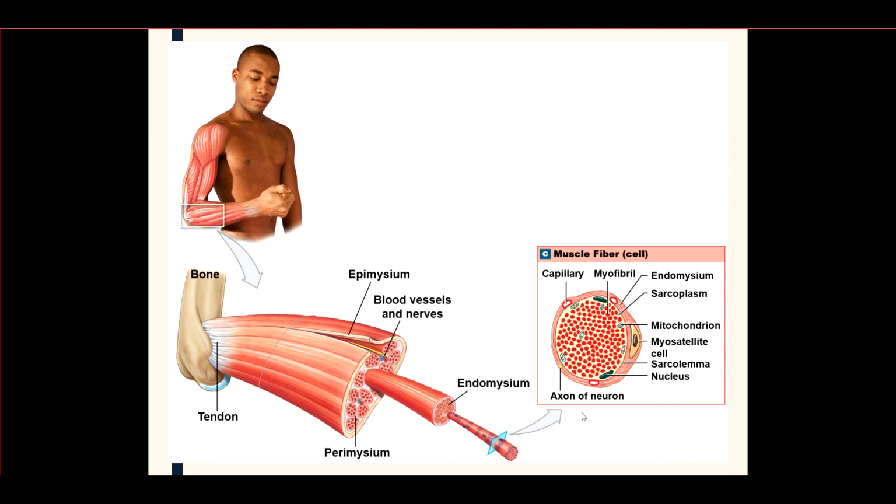Okay, so again, here's the three levels of connective tissue: epimysium surrounding the entire muscle, perimysium surrounding the fascicle, endomysium surrounding the individual muscle cell.